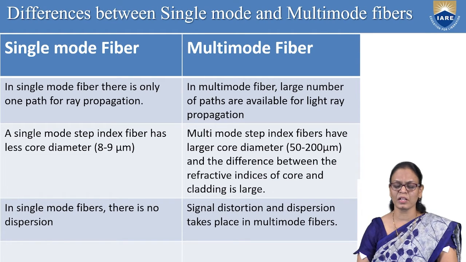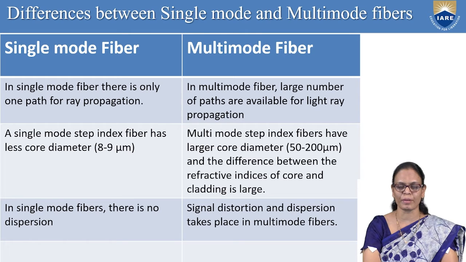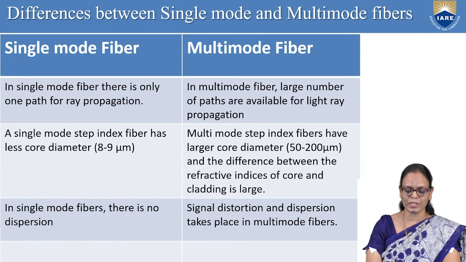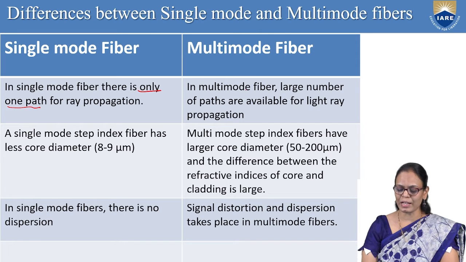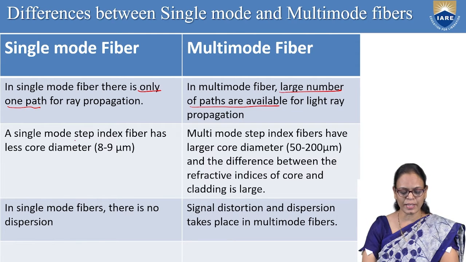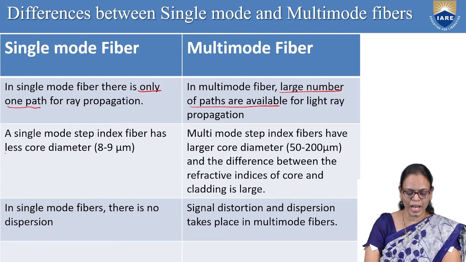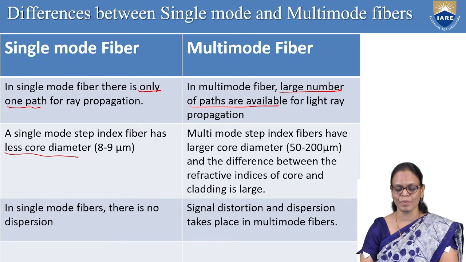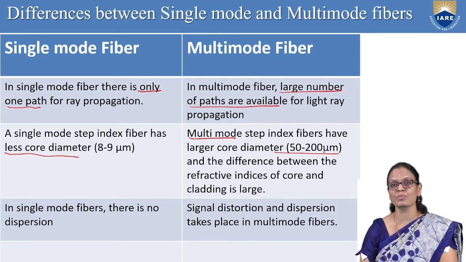Now, if you are doing the comparative study of single mode and multimode fiber, in single mode, there is only one path for propagation. In multimode, there are a large number of paths available for light to propagate. And in single mode fiber, the diameter of the core is small, 8 to 9 micrometer. But in multimode, the diameter of the core is 50 to 200 micrometer.